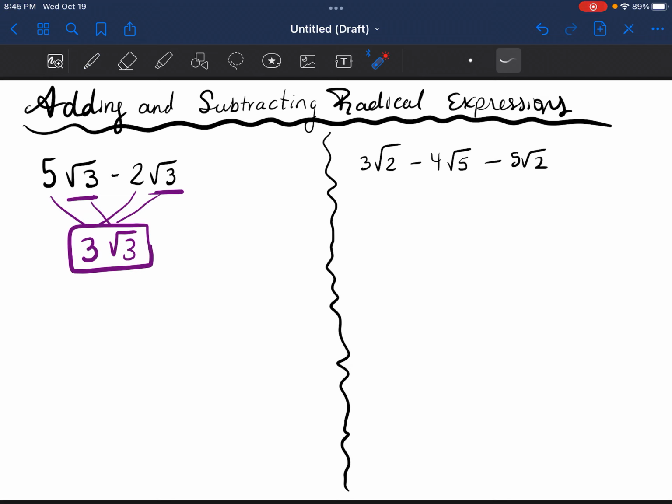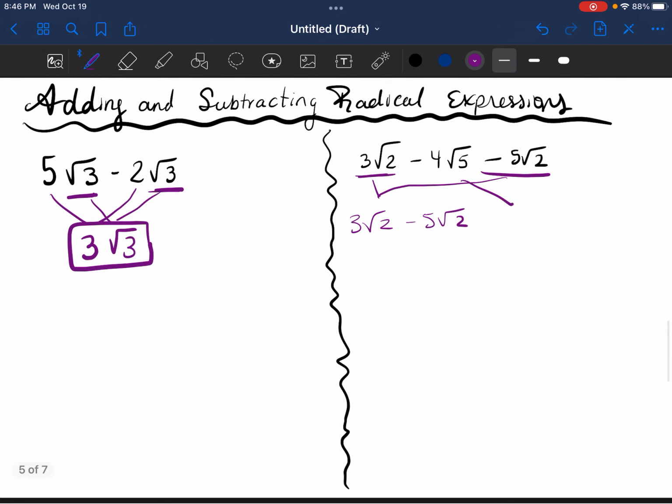So now what happens when I have like terms and I have one that is not a like term? Well, I am going to combine only the things that are like terms. So 3 square roots of 2 minus 5 square roots of 2. And make sure that you bring the sign with it. So like this is minus 5, negative 5 roots of 2. Simplify your like terms. And there you have it.